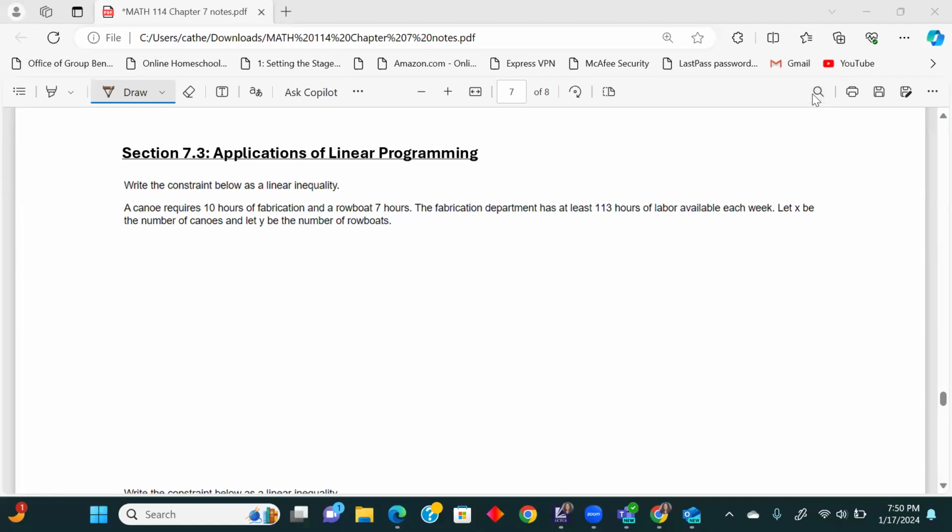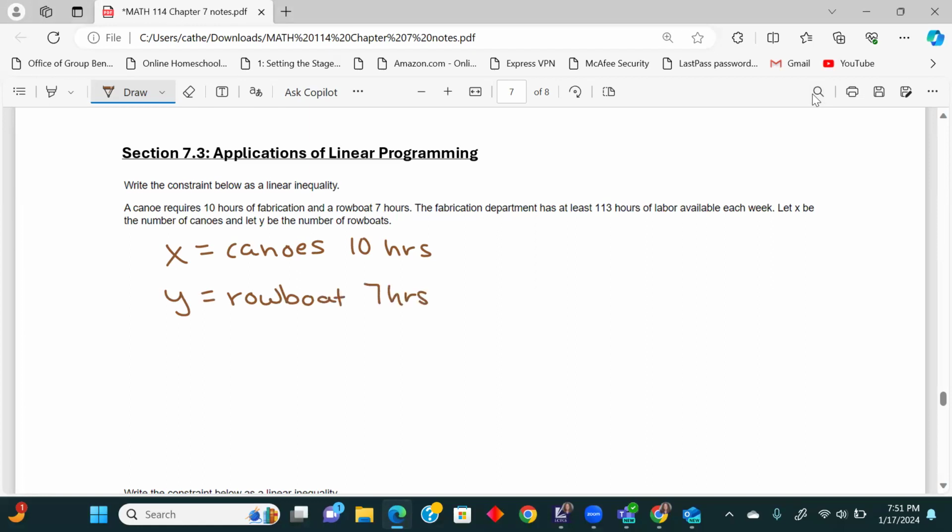All right, so we're going to let X be canoes, and it requires 10 hours. We're going to let Y equal our rowboat, and it takes 7 hours to construct those. The fabrication department has at least 113 hours of labor available each week. Let X be the number of canoes and Y be the number of rowboats. So it's 10 hours per canoe plus 7 hours per rowboat.